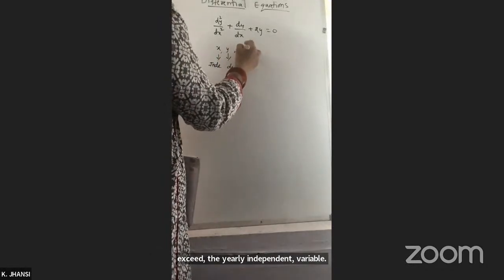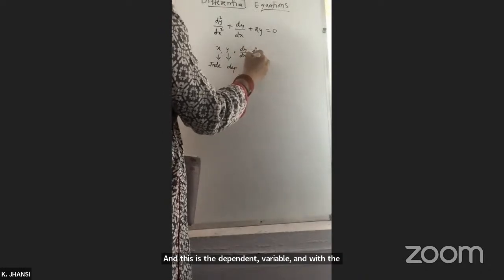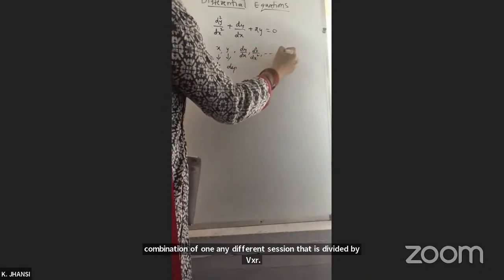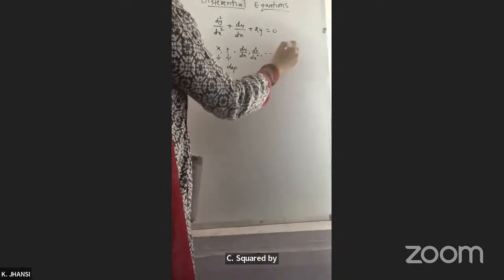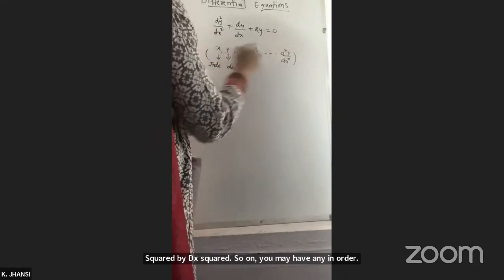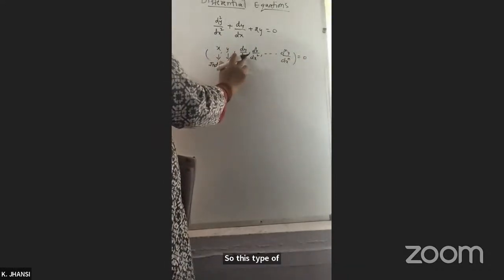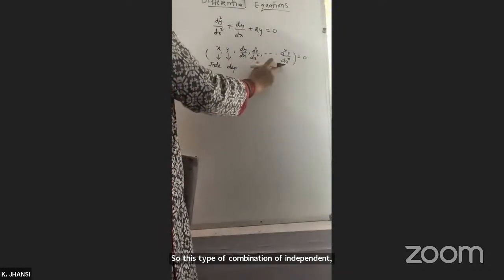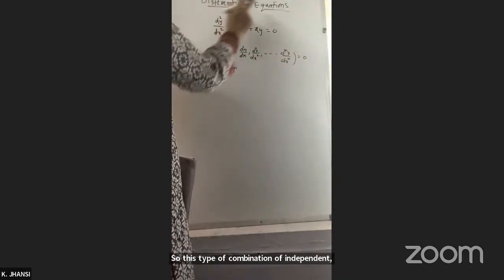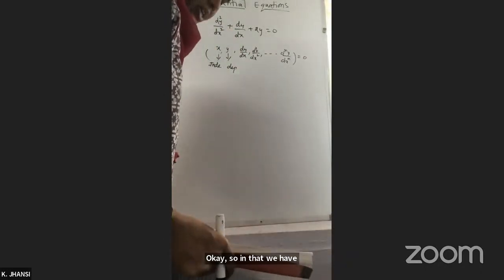And the combination with any differentiation, that is dy by dx or d square y by dx square, and so on, up to any nth order, that is d^n y by dx^n, this combination of independent and dependent variables and its derivatives is called a differential equation. Okay. So the first concept is block one, about integration.